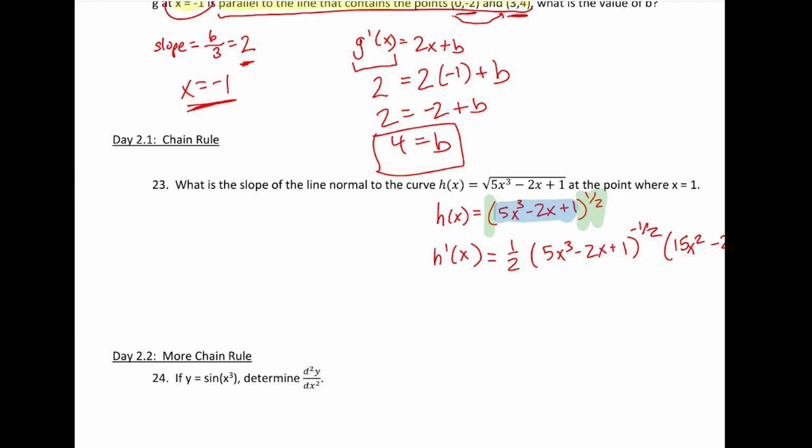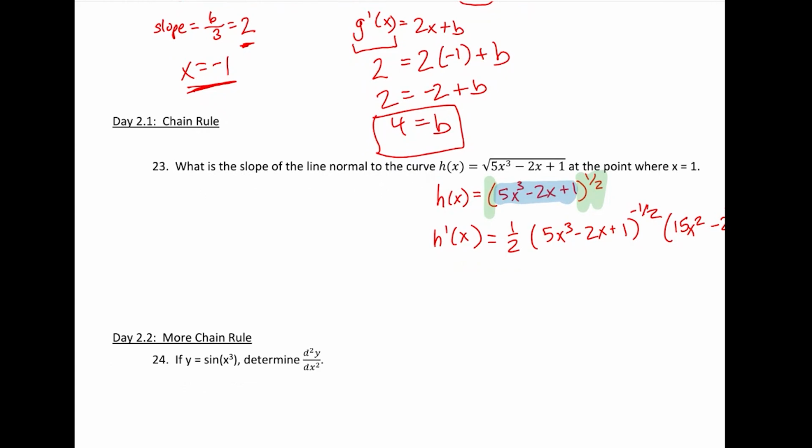We want to find the slope of this when x is 1. That's not going to be our final answer, but that will help us find the slope of the line that is normal to that curve. So let's find the slope at x equals 1. So that'd be 1/2 times 5 minus 2 plus 1 to the -1/2 power times 15 minus 2.